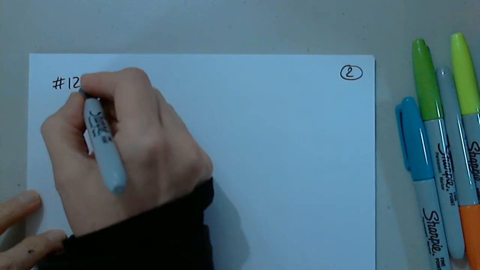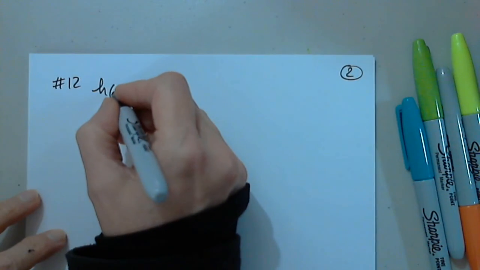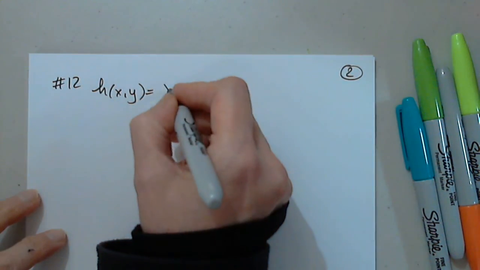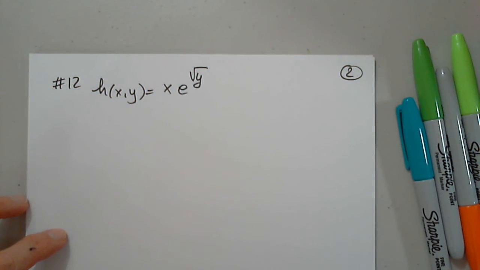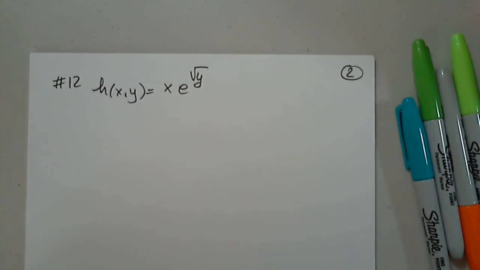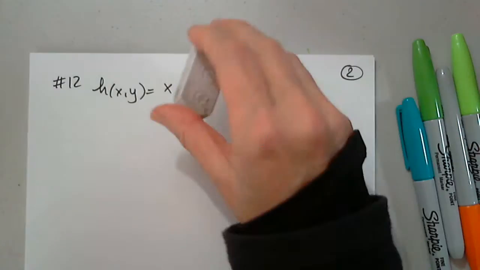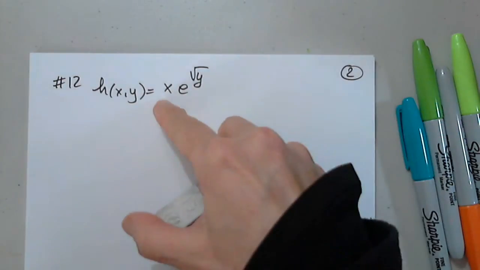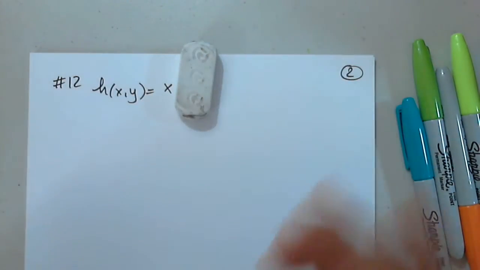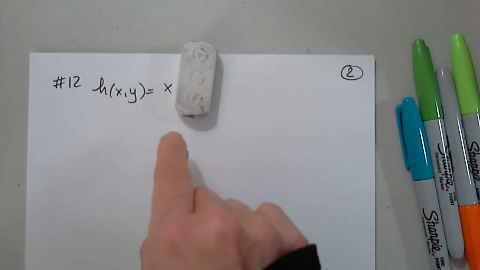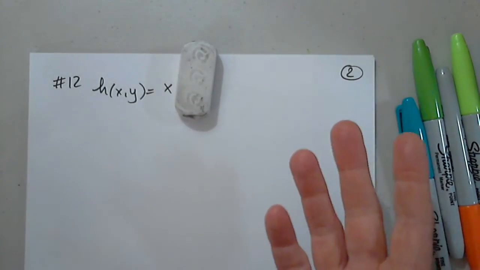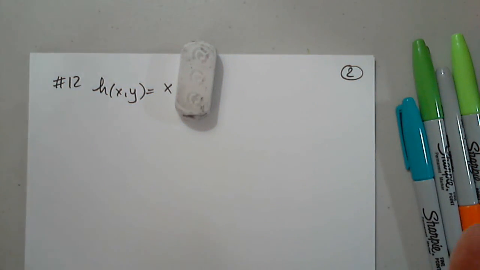Excellent. So in 12, h of x comma y is x e to the square root of y. Perfect. So we're looking at the function. Now, first of all, I'm going to look at x. X appears only here. Well, x has no restriction. It's not under a square root. It's not in a log. It's not in the denominator. I have no restrictions on x.